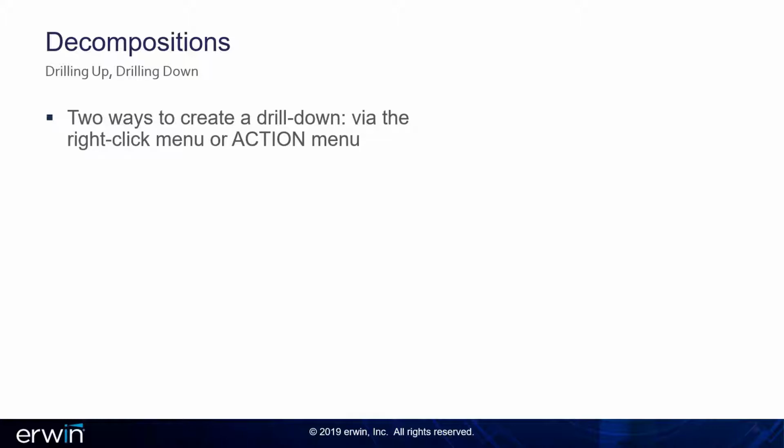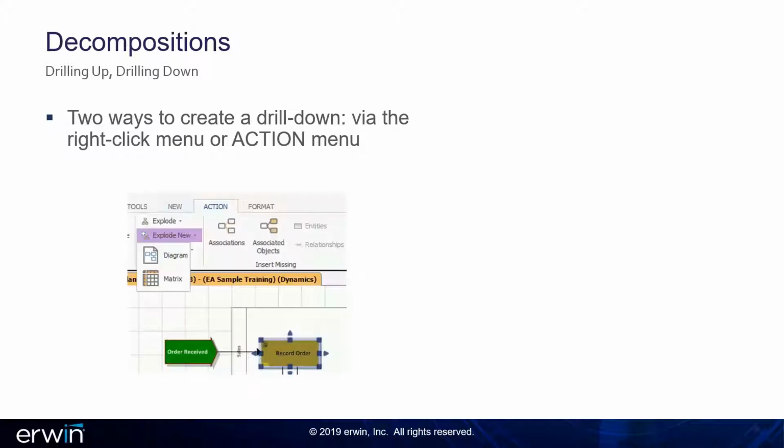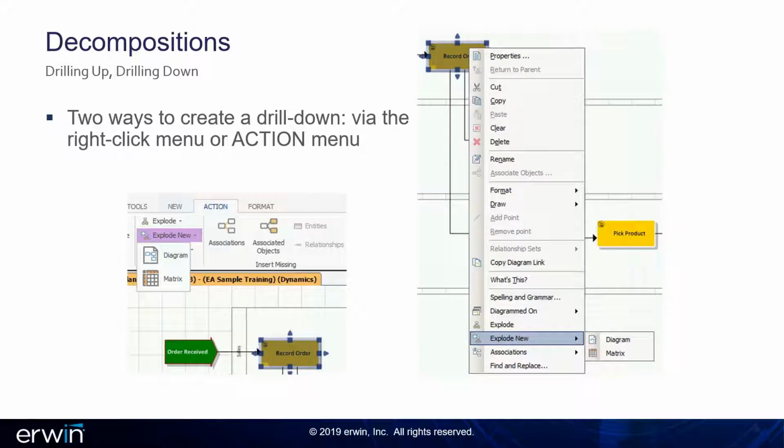The way you can create a drill down is in one of two ways, either to right-click on an object or by using the action menu. So if you right-click, you can choose Explode New, or you can do it from the action menu. And when you get that Explode New option, you can either do a diagram or a matrix. And if a drill down already exists, then the Explode option would have diagrams listed.